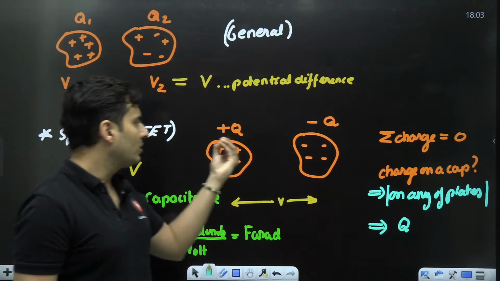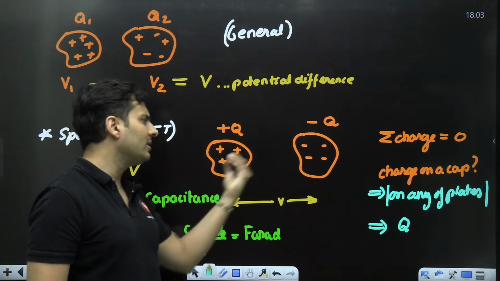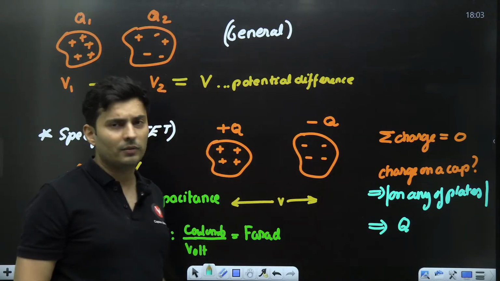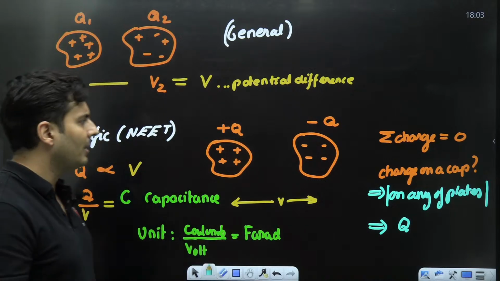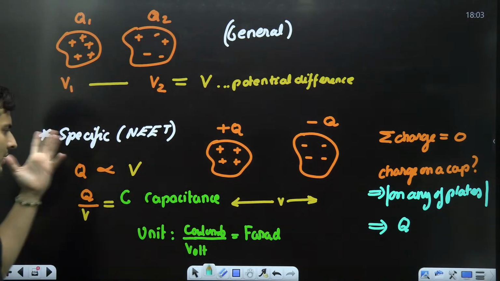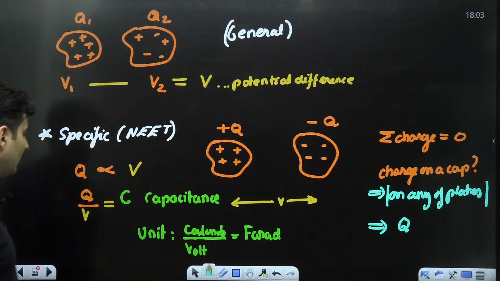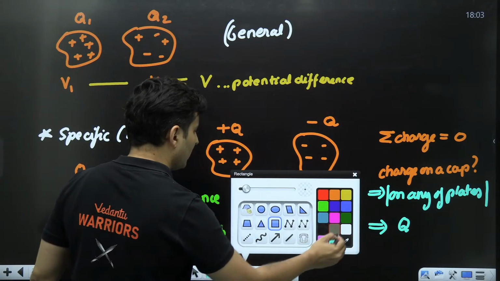When they ask you the charge on the capacitor, they are asking you about this plate or this one. What is the magnitude of it? If it is +3, -3, the answer is 3 coulomb is the charge on the capacitor. Okay, I understand that the net charge will be 0. So all these are important formulas, of course. So let's highlight them.